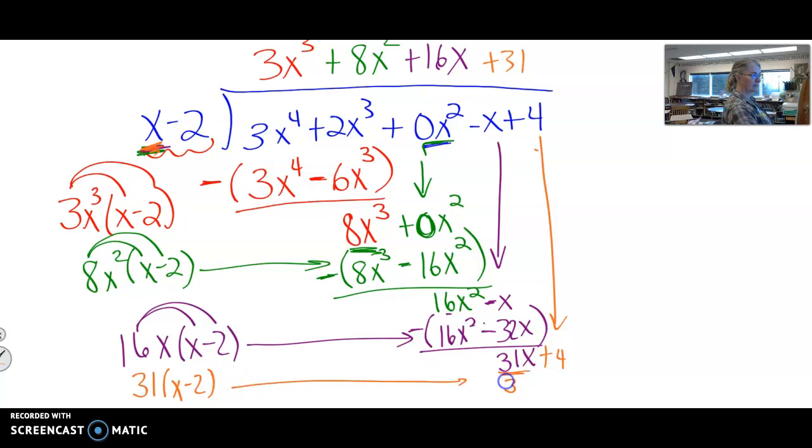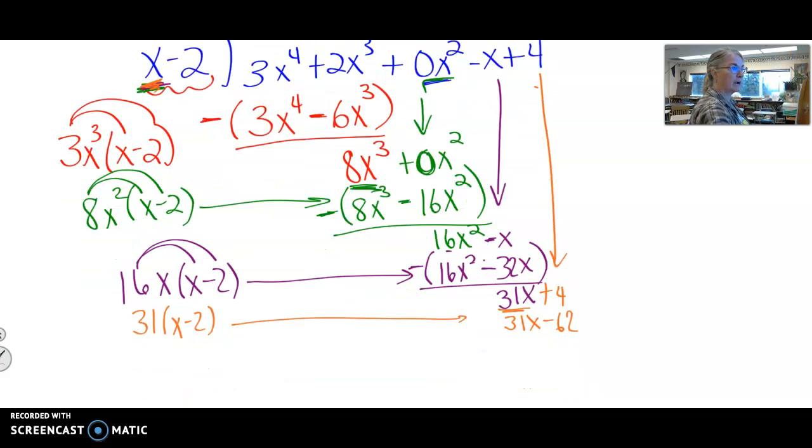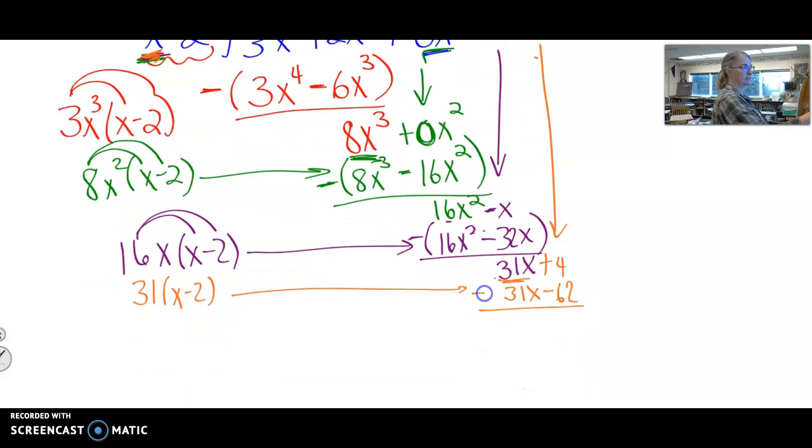So I get 31x and then minus 62. I think I did that right. Come on. All right, hold on. Computer can't keep up.